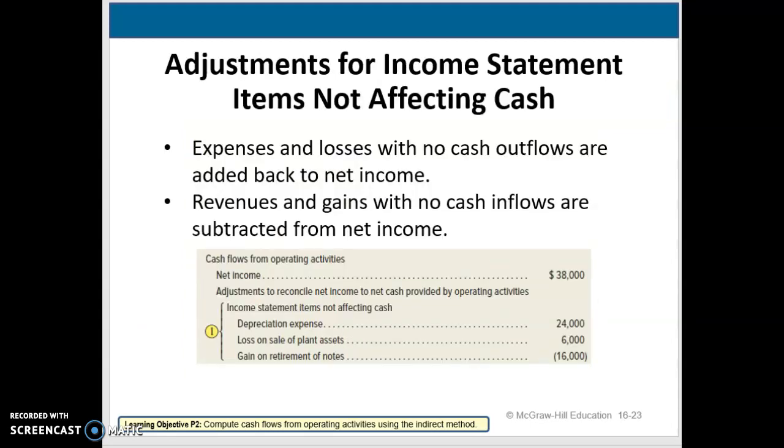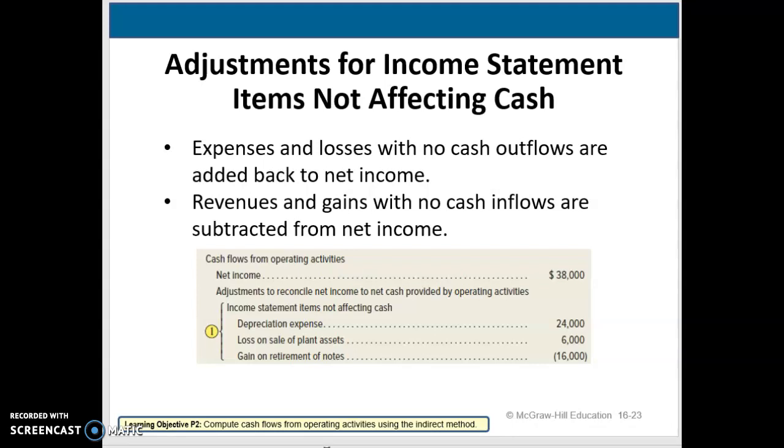All right, so adjustments for income statement items that are not affecting cash. The income statement usually includes some expenses or losses that do not reflect cash outflows. Some examples, the main ones we're going to see, are depreciation, amortization, and depletion. We might see bad debt expense, a loss from an asset sale, or a loss from retiring a notes payable. When there are expenses and losses that do not reflect cash outflows, then the indirect method for reporting operating cash flows requires us to do those adjustments.